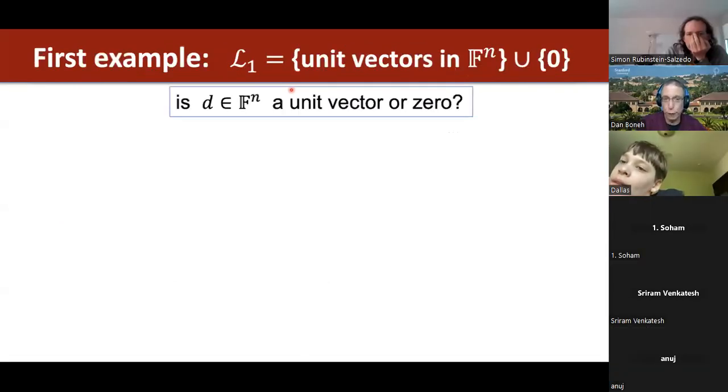Let's start with our first example. We want to test whether the vector D happens to be a unit vector, so it happens to be 0, 0, 0, 1, 0, 0, 0, for example. We want something that only accepts unit vectors. For a technical reason, I also need to accept a 0 vector, but that doesn't really matter. So how do we do it?